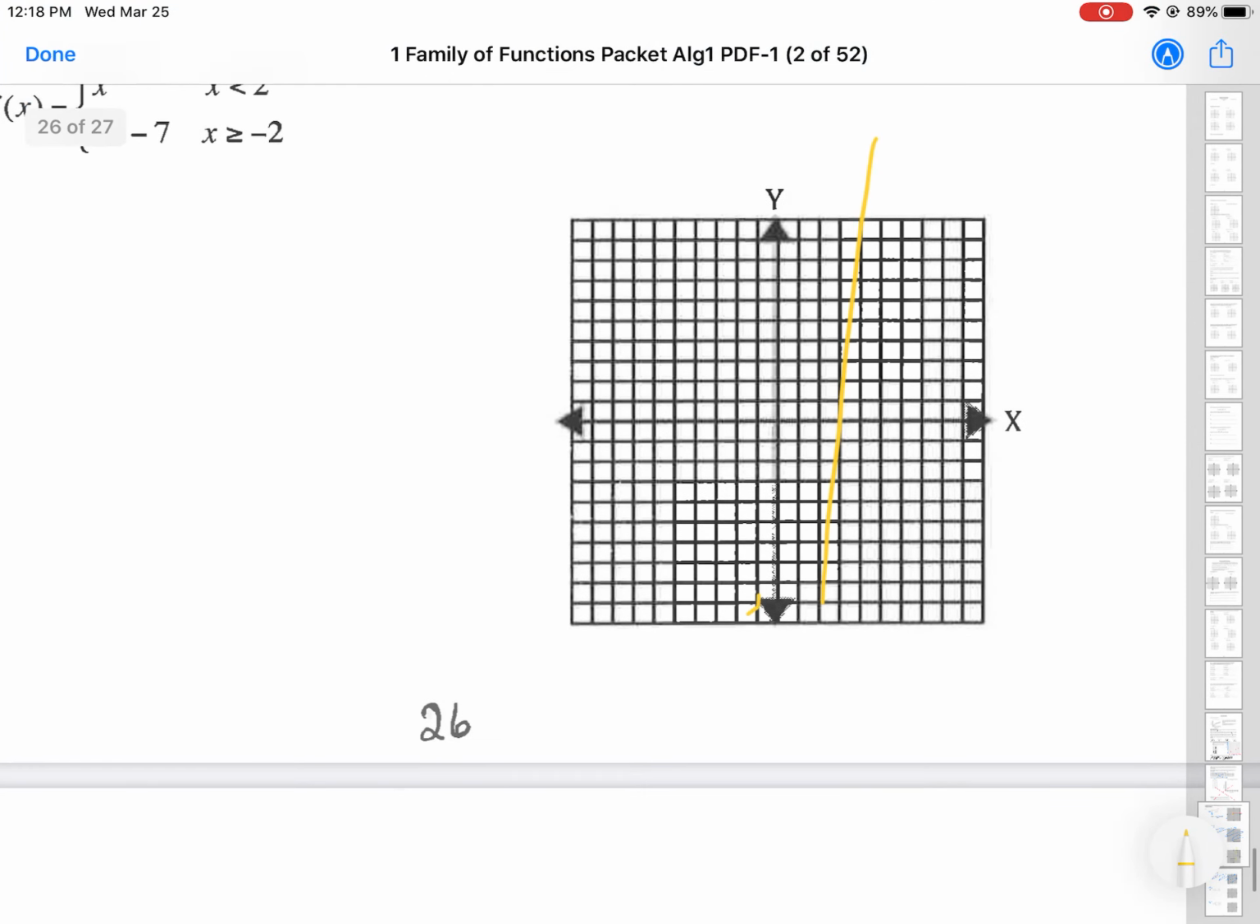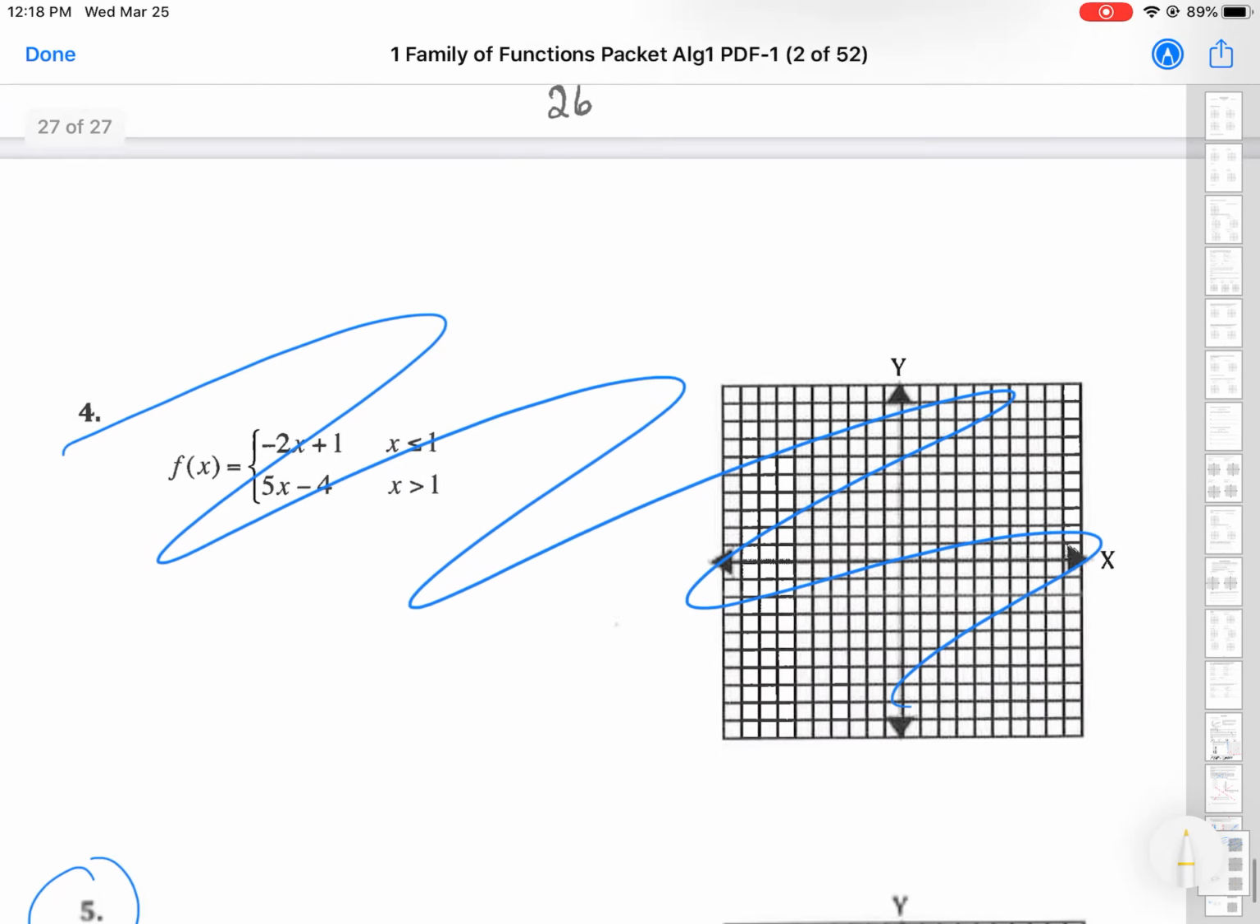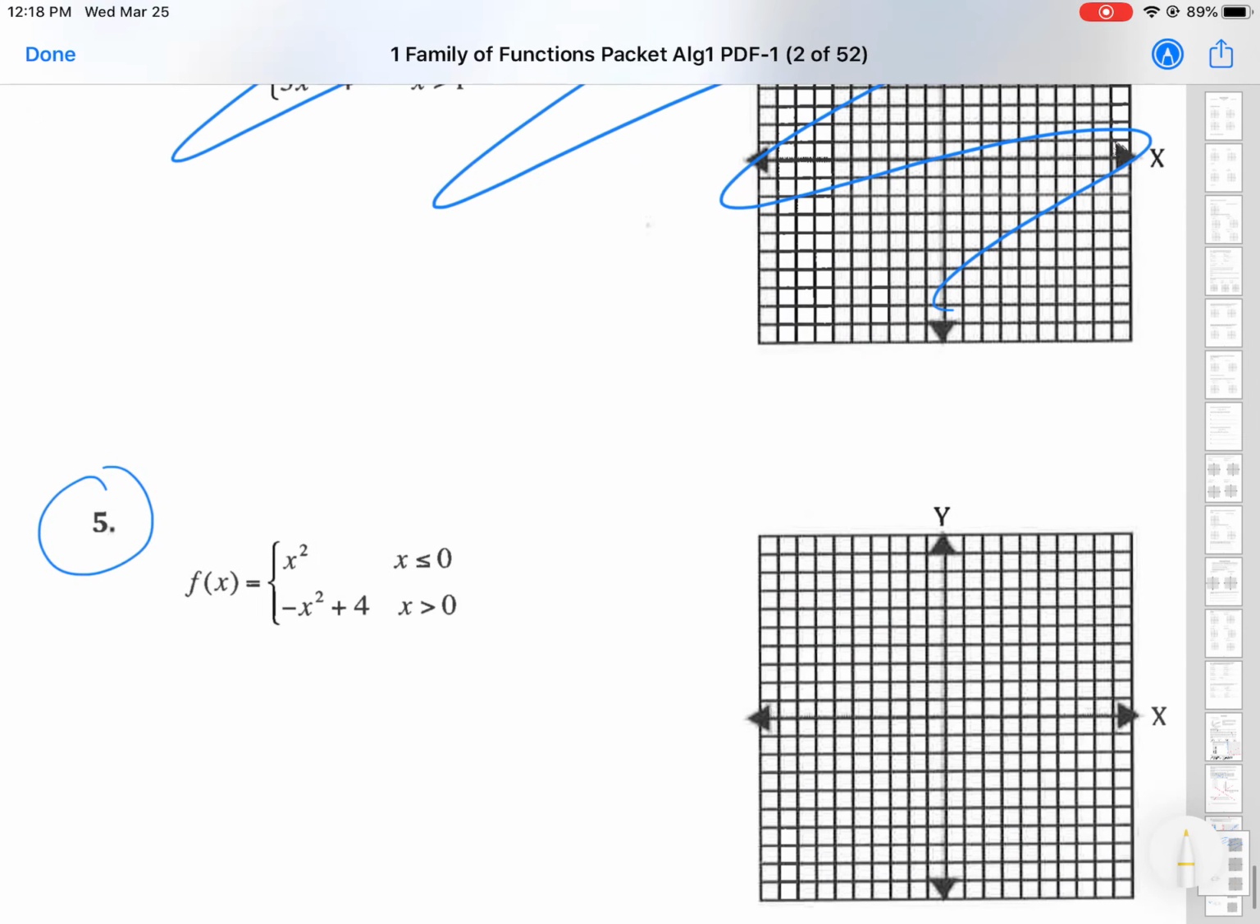Let's take a look at, gosh, I hate when this does that. Let's take a look at, not that one.